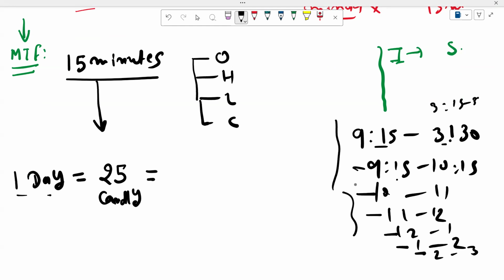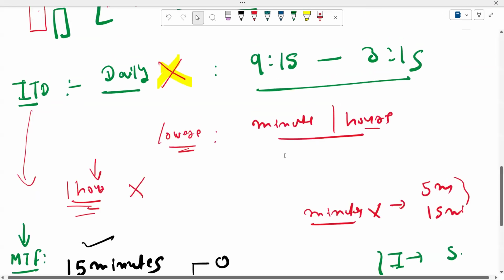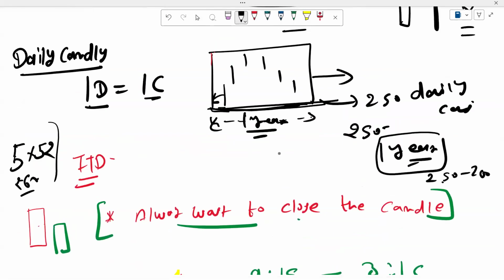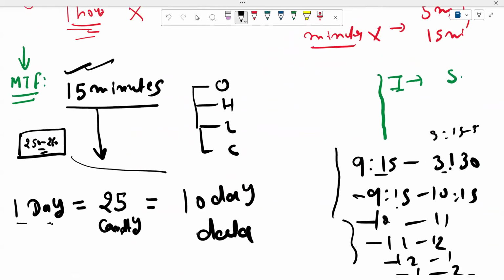Now this is my laptop screen, and I told you the laptop screen will accommodate 250 to 260 candles. So how many days of data can we get by fitting 15-minute candles on our screen? See, 25 candles per day, and I'll get 250 candles. It means 10 days of data, right? By fitting daily candles, I will be able to see 1 year of data. Now I am fitting 15-minute candles on my screen, so I am able to get 10 days of data.